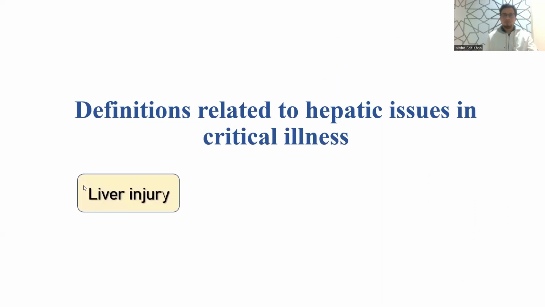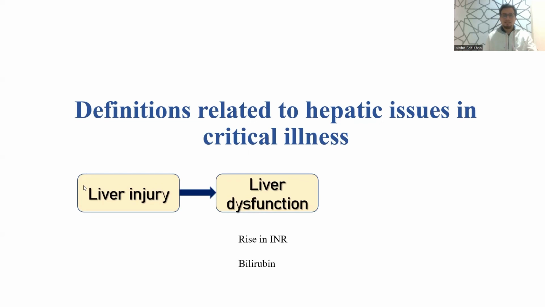So, liver injury is an elevation in the serum concentrations of routinely measured hepatic enzymes, including transaminases or aminotransferases or gamma glutamyl transpeptidase. Liver dysfunction or hepatic dysfunction is the derangement of synthetic or excretory pathways leading to a rise in INR and a rise in bilirubin. So that is your liver dysfunction.